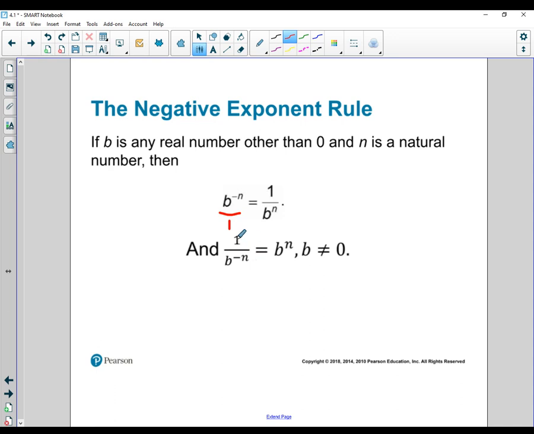Same logic backwards, right? If you have a negative exponent in the bottom of a fraction, you just move it to the top and make it positive. So negative exponent means move it, right? If it's a negative exponent in the bottom, move it to the top, make it positive. If it's a negative exponent in the top, move it to the bottom and make it positive. That's all a negative exponent means, is move it and make it positive.